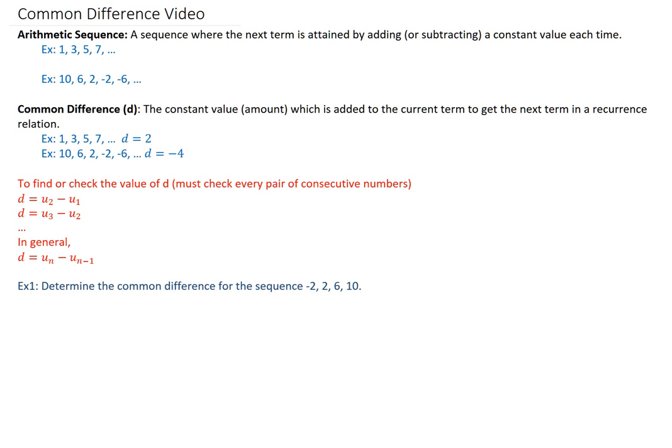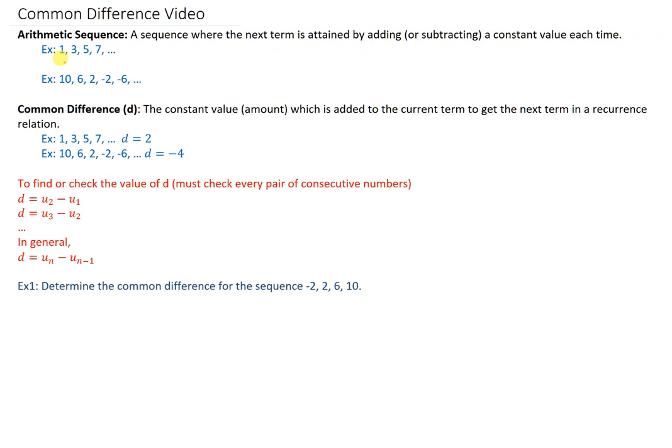Alright, so we're going to have a look at a specific type of sequence, which is arithmetic sequences, and the idea that they have a common difference. So an arithmetic sequence, here we've got one here, is a sequence where the term is attained by adding or subtracting a constant to get the next value.